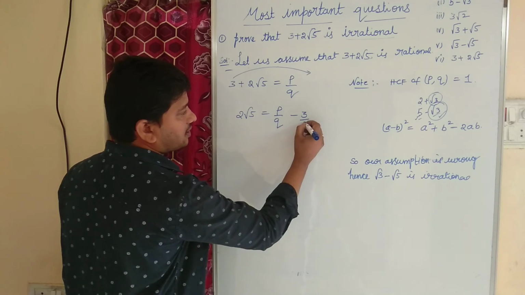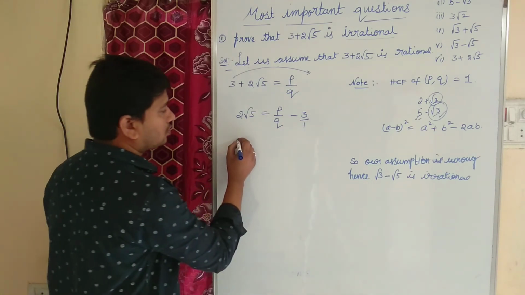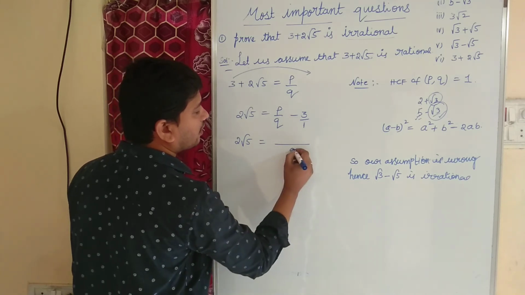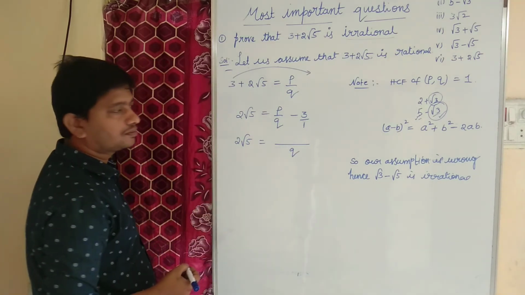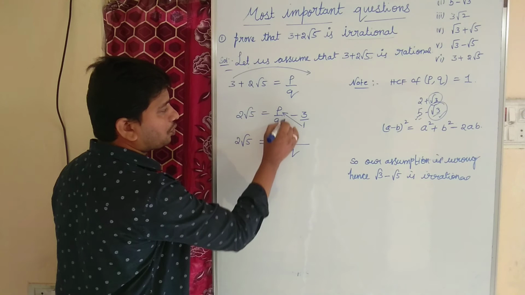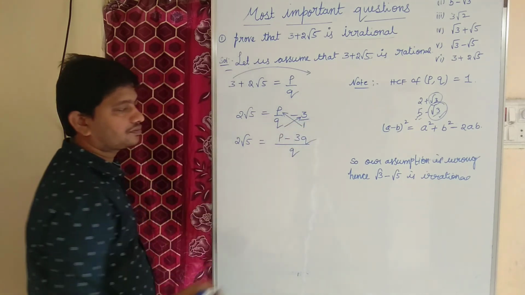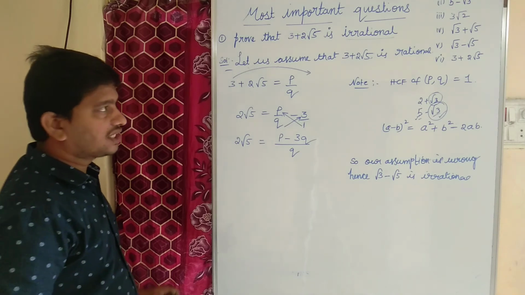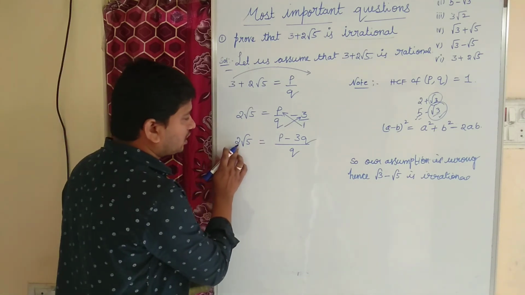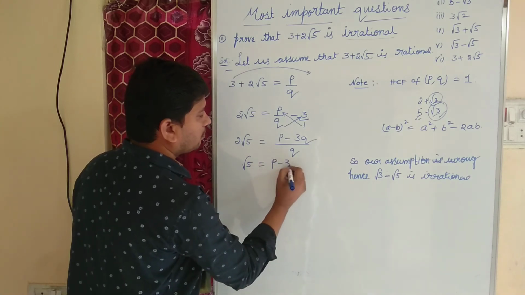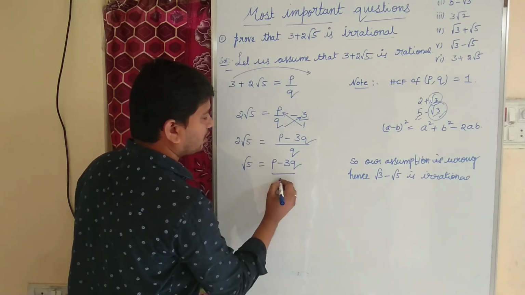Here nothing, in the sense 1. So 2 root 5 equal to, what is the LCM of q and 1? That is equal to q. 1 into p, 1p minus 3 into q, 3q. Okay, children. Here 2 is multiplying, transpose. So root 5 equal to (p minus 3q) by 2q.